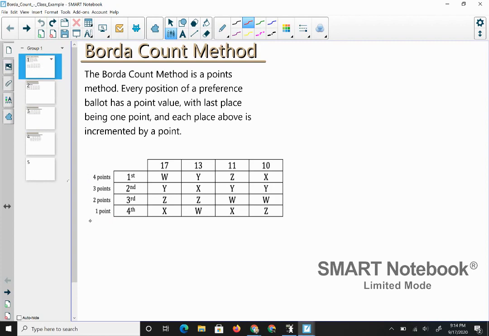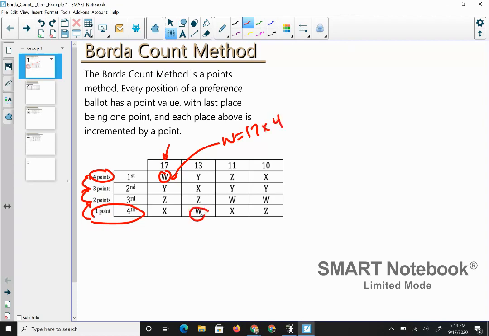It is your job to start with the last place and give it 1 point. And then as you go up each place, increment by 1 point. So we see here, fourth place is worth 1 point, third place is worth 2, second place is worth 3, first place is worth 4. And that means that candidate W is getting 17 votes, because that's what this column is, times 4 points because of the position W is in.